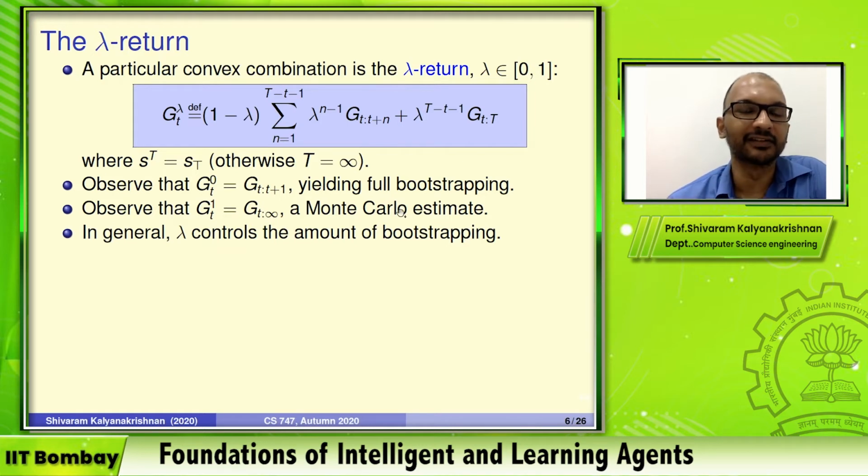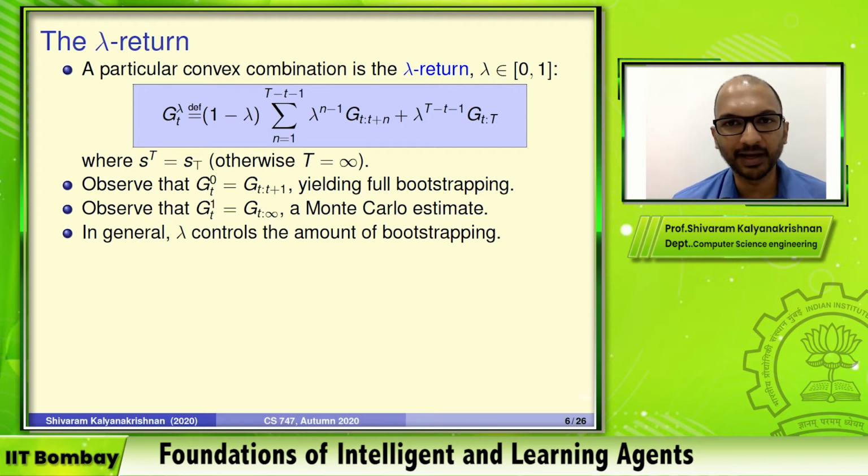So now you get the picture. As we vary lambda from 0 to 1, we are actually spanning this spectrum from full bootstrapping at lambda equal to 0 to no bootstrapping at lambda equal to 1. So that's precisely what we were looking for: a way to control the amount of bootstrapping.